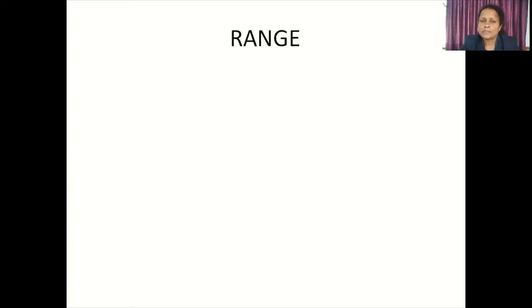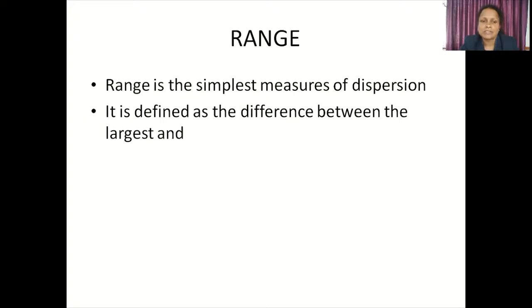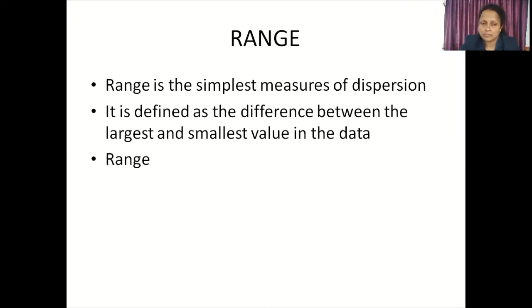First we see the definition of range. It is the simplest measure of dispersion, and it is given by the difference between the largest value and the smallest value. We denote the largest value by L and the smallest value by S. So our formula becomes range is equal to L minus S.